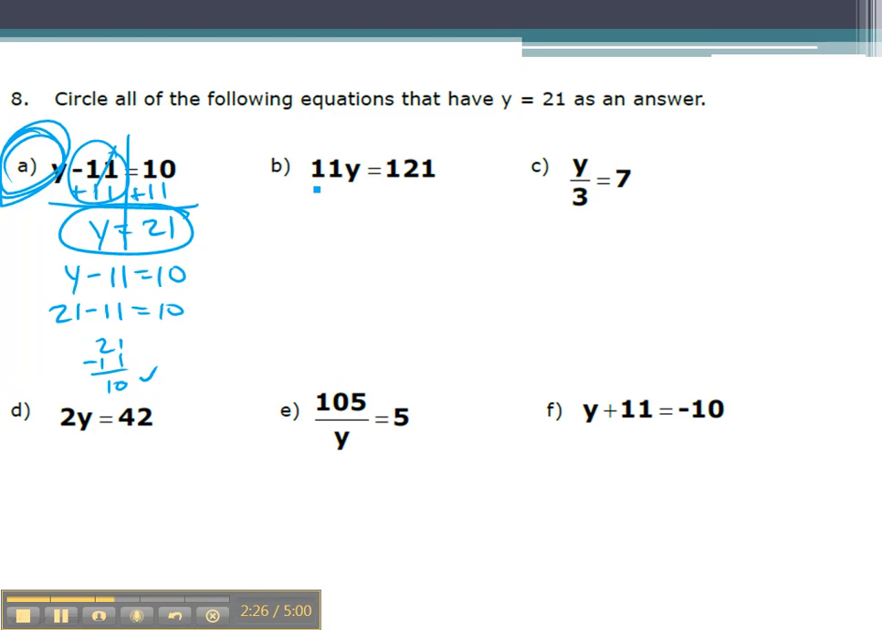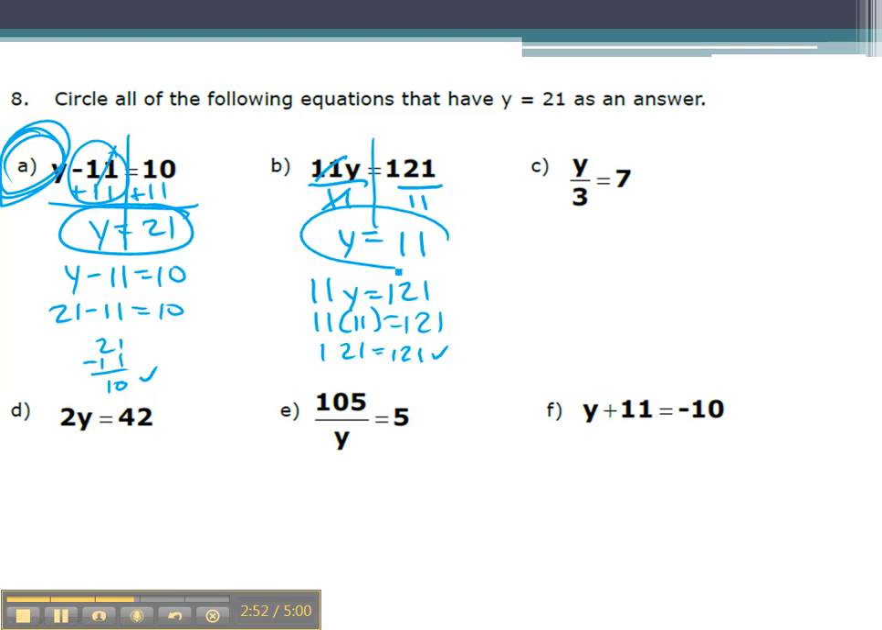On B we have 11y equals 121, so we need to undo this multiplication with the inverse operation, which is division. Divide both sides by 11. 11 over 11 is 1, so we have 1y equals 121 divided by 11 is 11. So y equals 11, so that one's not going to work, but let's check it. 11y equals 121. 11 times 11 equals 121. That's true. So y really does equal 11, but that's not one of the solutions to the question that was posed in the beginning.